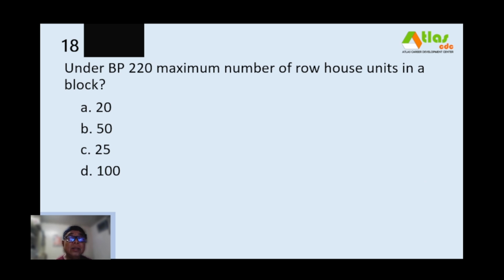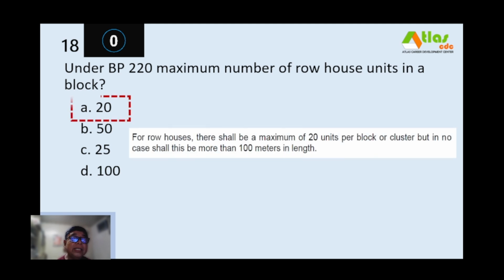18. Under BP 220, the maximum number of row house units in a block: A. 20, B. 50, C. 25, and D. 100. And our correct answer is letter A, 20. So for row houses, there shall be a maximum of 20 units per block or cluster, but in no case shall this be more than 100 meters in length.